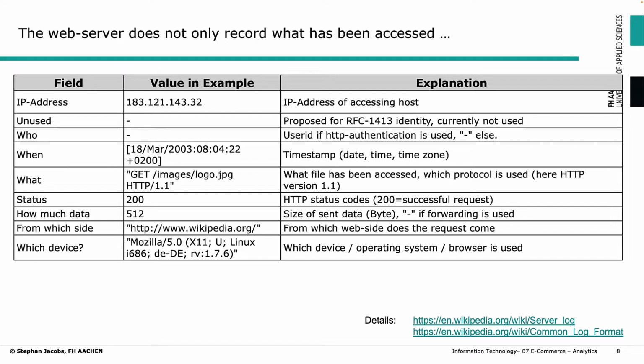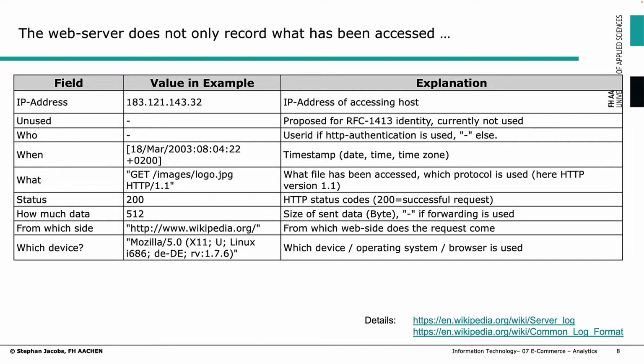Then there is a status code. The status code in this case is 200, which means the GET request has been successfully answered. Maybe you have seen this status code 404, which is always sent back if you have requested a page which does not exist on the server. The next parameter is the amount of bytes sent back. In this case, it's 512 bytes.